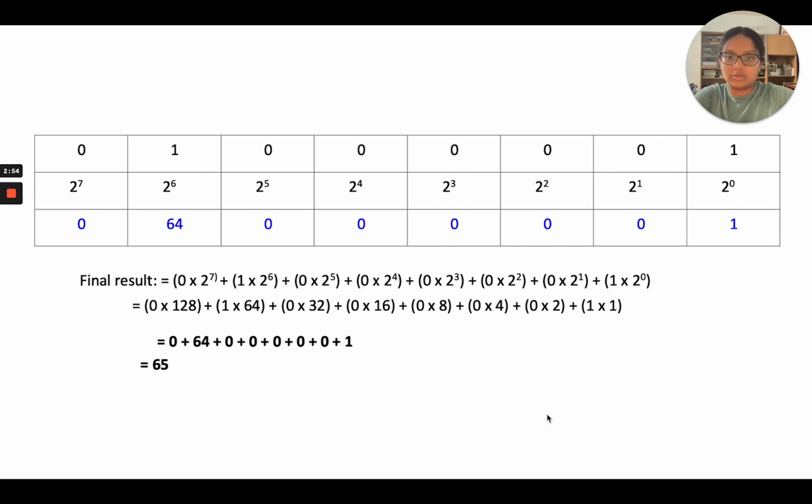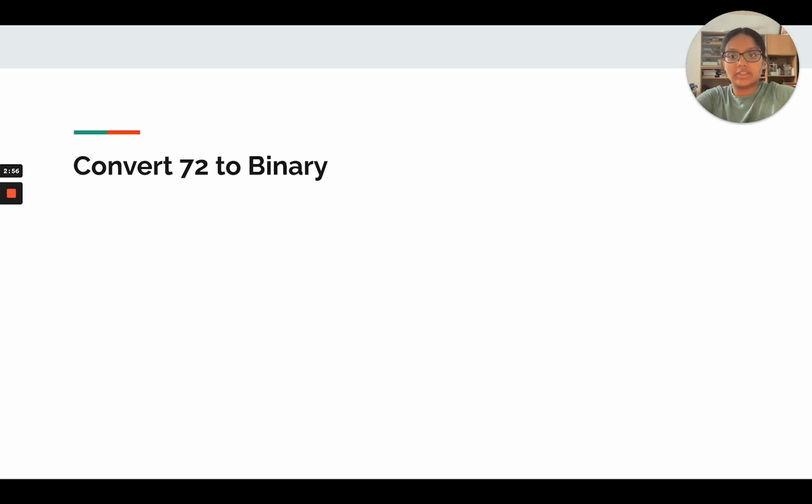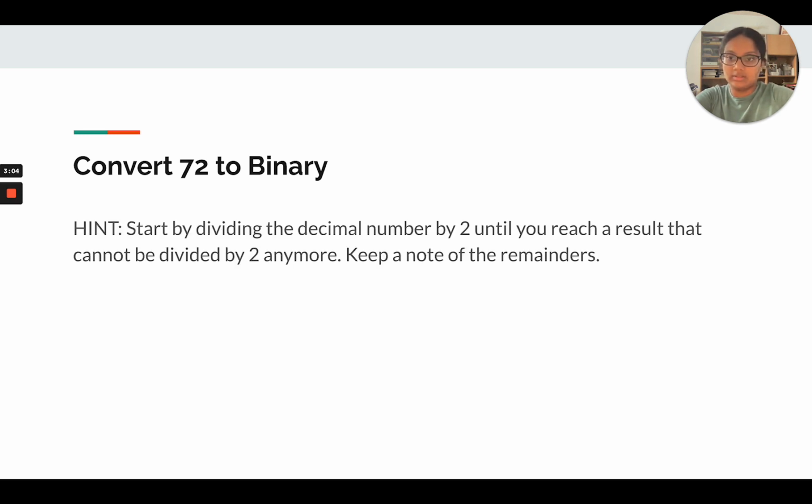We're going to move on to the next one. This is going to be the opposite: convert from decimal to binary. So from 72 to binary. If you need a hint, start by dividing the decimal number by 2 until you reach a result that cannot be divided by 2 anymore. Make sure you keep a note of all the remainders that you get when you're dividing, because that's going to be important to find the binary number.